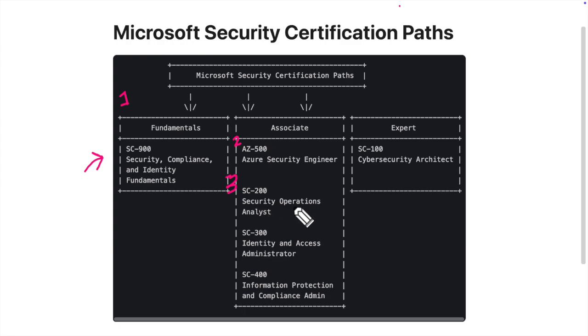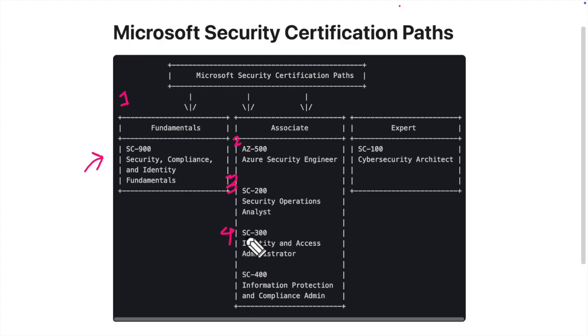The certification name is also the same, Security Operations Analyst. That means the person who is certified will manage all the security operations. So this is the third step, and then the fourth step is SC 300, which is basically Identity and Access Administrator. This certification focuses solely on managing identity and access. So this is the fourth certificate.